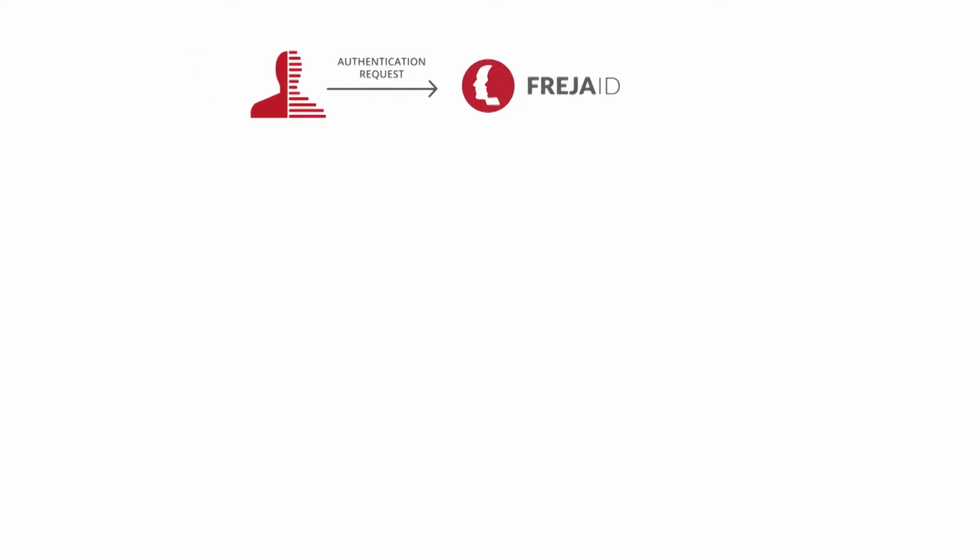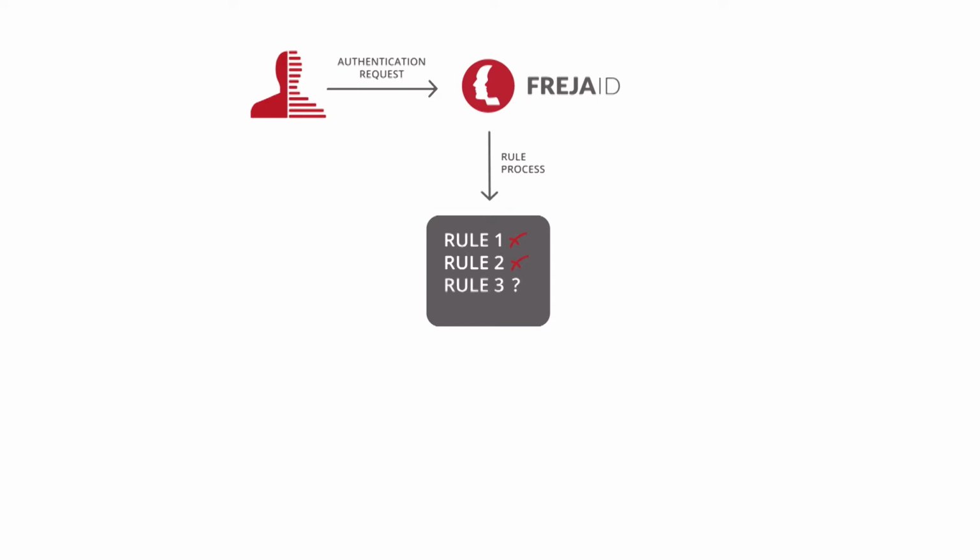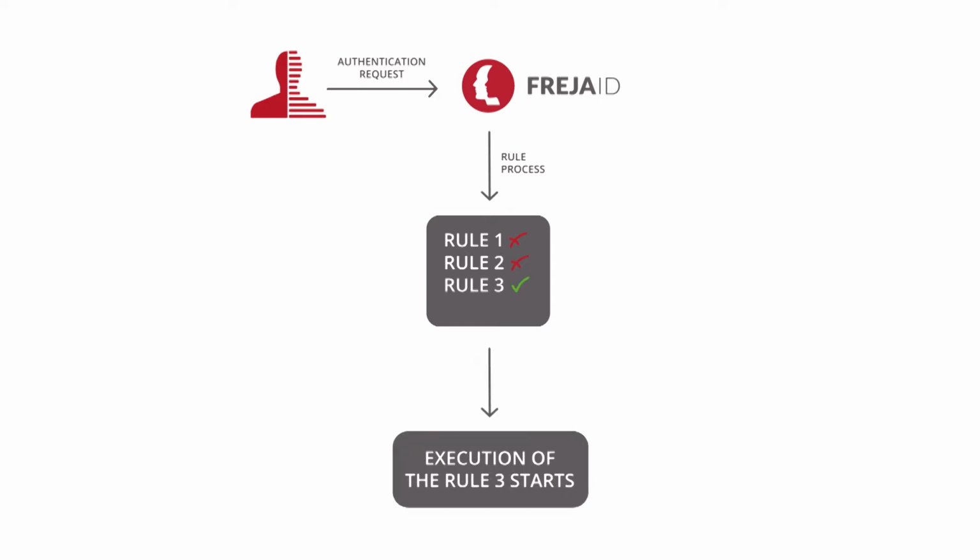When an authentication request arrives, rules are processed in sequence until a match is found. When this happens, the rule method is executed. If no match is found, the request will be rejected.